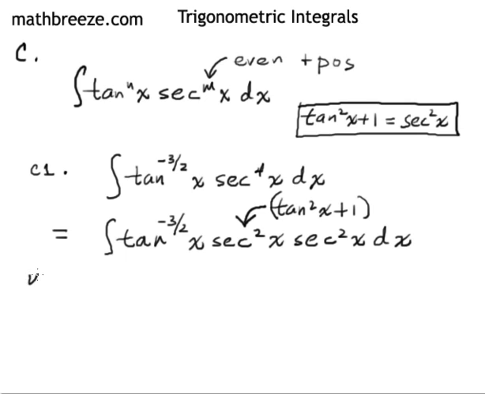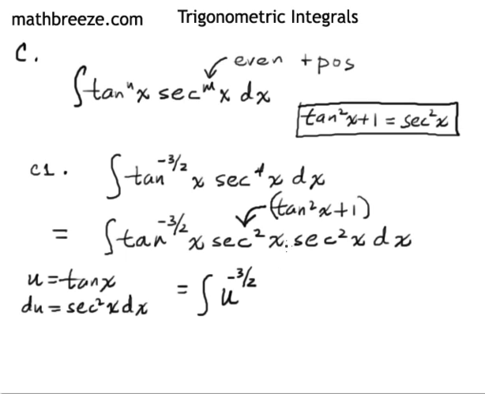And now we're ready to do our u substitution. u equal to tangent x, and du is secant squared x dx. So this integral is u to the minus 3/2, and here we have tan squared plus 1, that's u squared plus 1, and this is du. Now let's multiply through to get a sum of powers of u: u to the minus 3/2 plus 4/2, that's u to the 1/2, plus u to the minus 3/2.